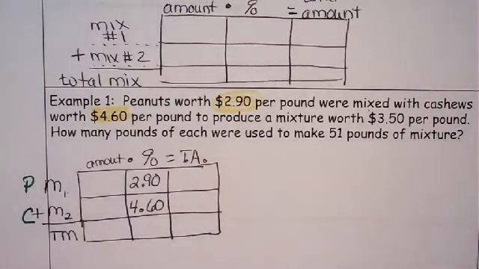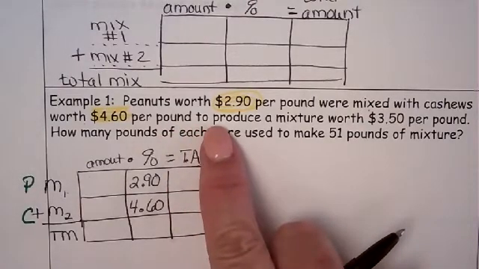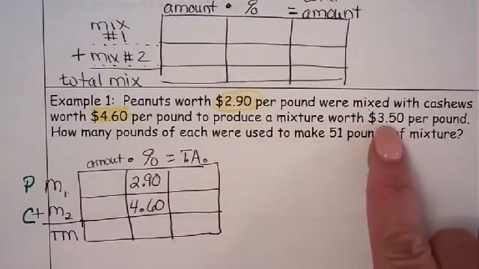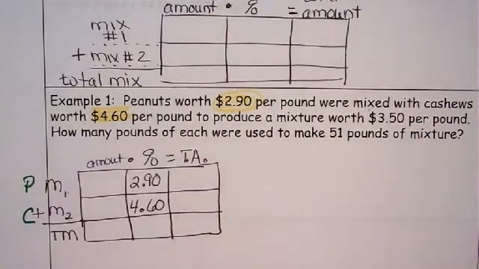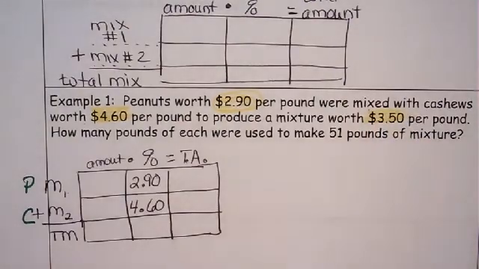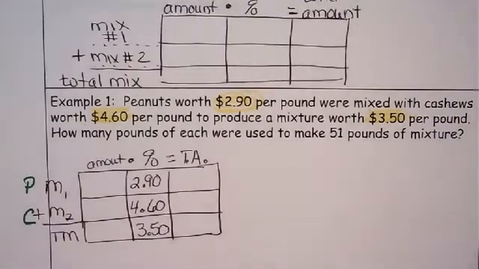Now, let's keep going. It says they're going to be mixed together to produce a mixture worth $3.50 per pound. That $3.50 is what you're going to get when you mix all the peanuts and the cashews together. So I'm going to take this $3.50 and put it right here for my total, just like that.